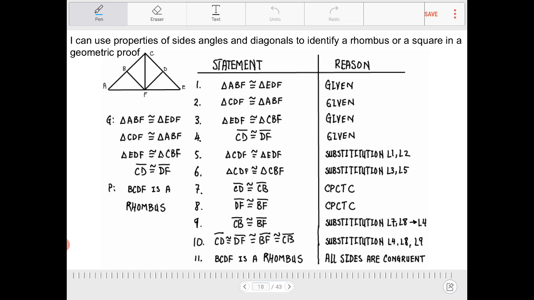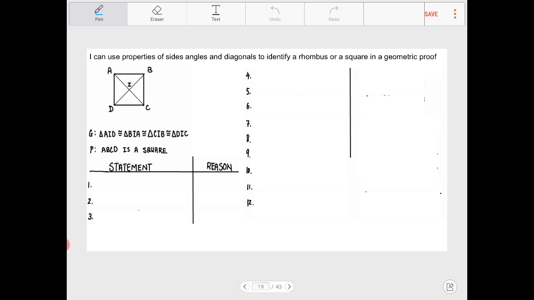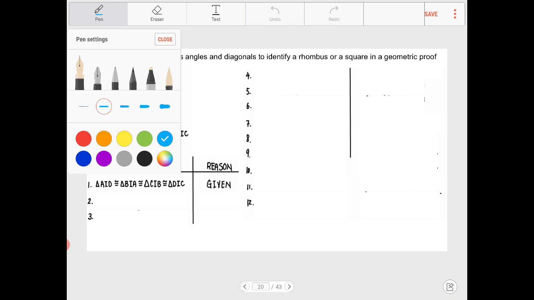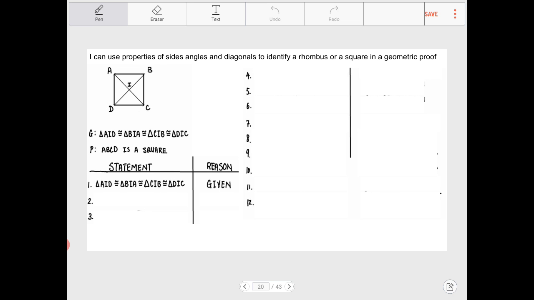Let's take a look at another example. Pause the video and see if you can figure this out on your own. Definitely write down all the necessary givens, which is just one line: all four triangles are congruent. Hopefully everyone got the chance to figure this out on their own. I am just going to talk about this logically with you first.